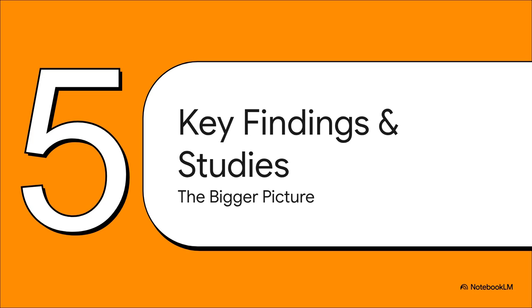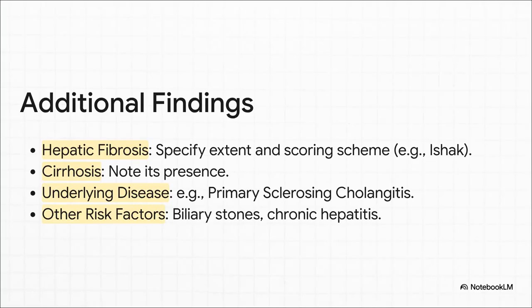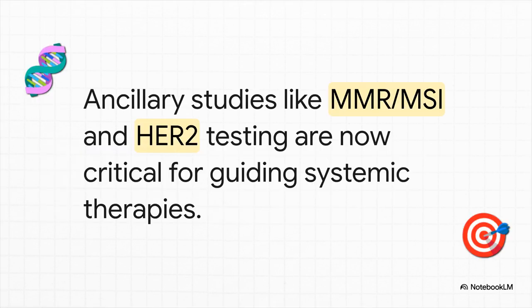And finally, let's cover the additional findings and special studies that really complete your report and give everyone the full clinical picture. And please, don't forget to report on the background liver. Seriously. Findings like the degree of fibrosis, whether or not there's cirrhosis, or an underlying condition like primary sclerosing cholangitis. This stuff provides essential clinical context and can be just as important as the tumor characteristics for the patient's overall prognosis.